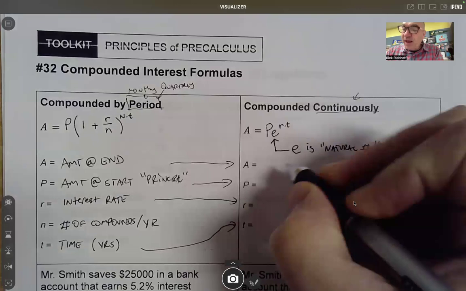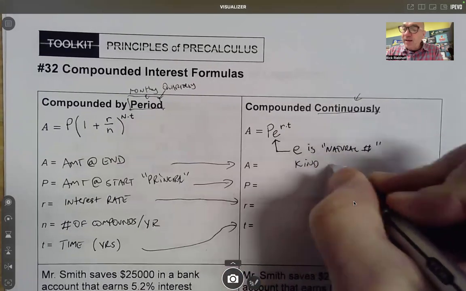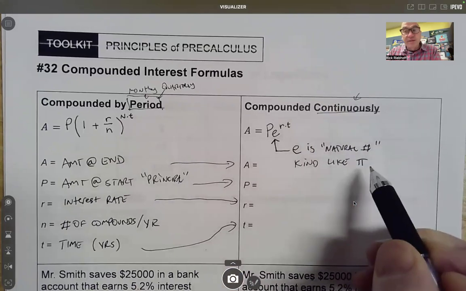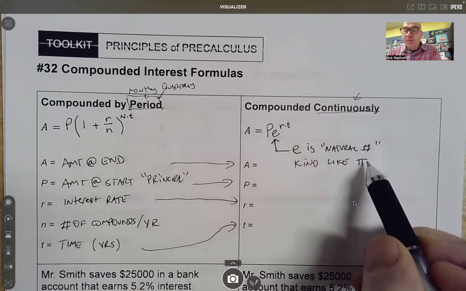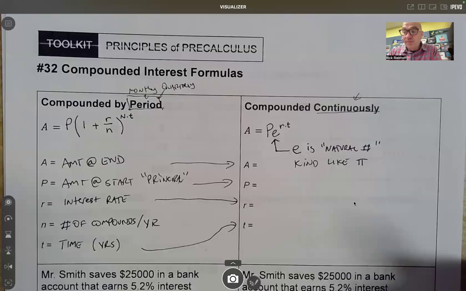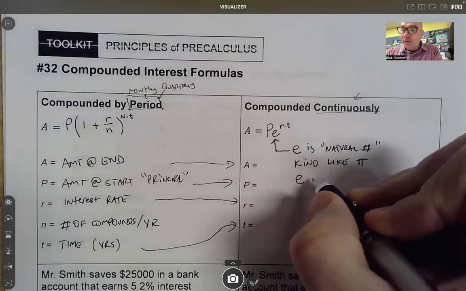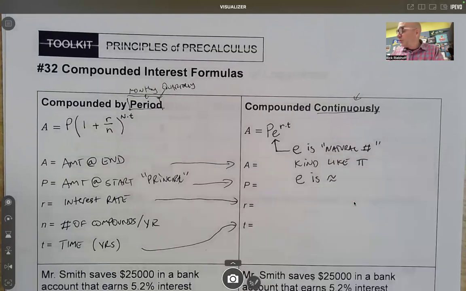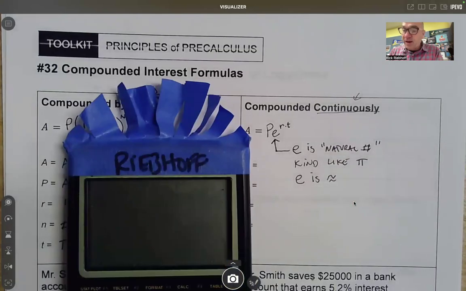Okay, it's kind of like pi. Okay. Pi looks like a letter. It's a Greek letter, right? But it actually represents a number, right? E is a number that is about equal to, and we'll show you how to find this out on your calculator. It's like 2.7.